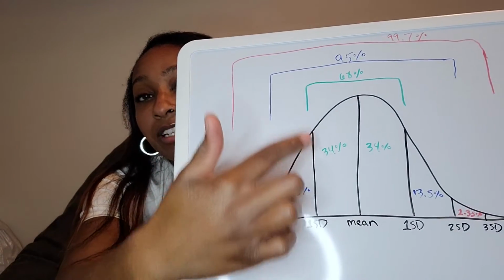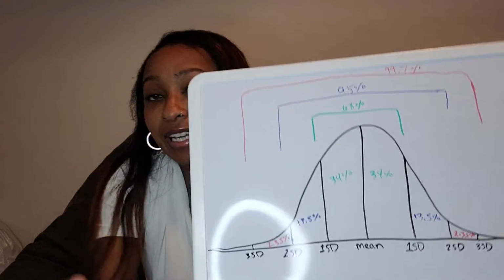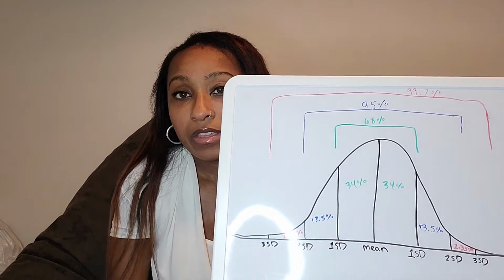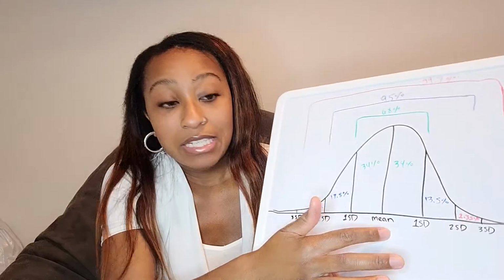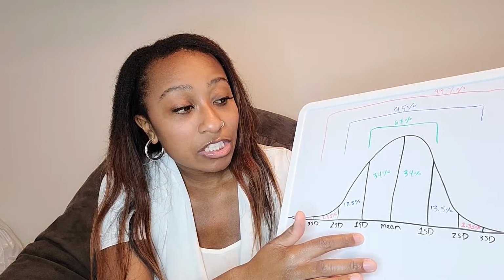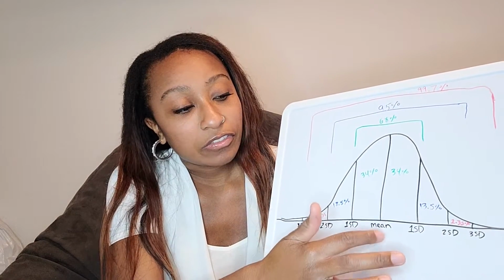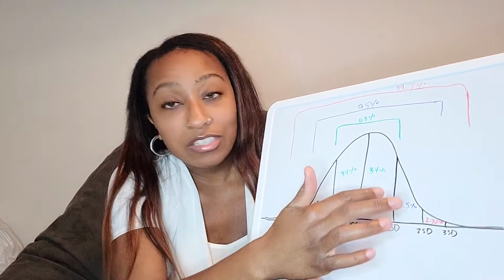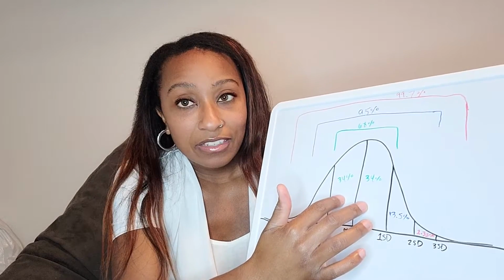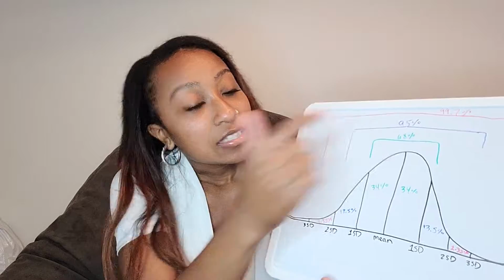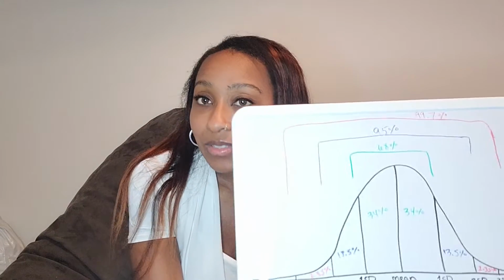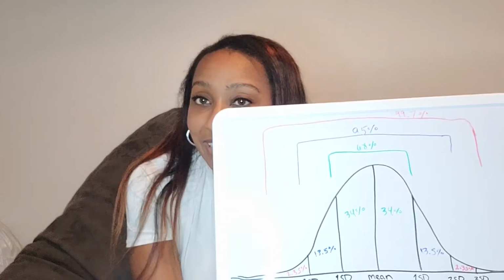So from 1 standard deviation below and above, that encaptures 68%. If you're going just from the mean down 1 standard deviation, that's 34%. If you're going from the mean up 1 standard deviation, that's 34%. So together, they equal 68% of the students' scores. I hope that makes sense.